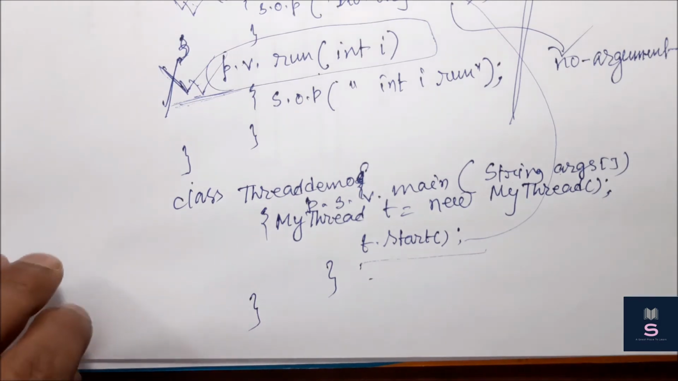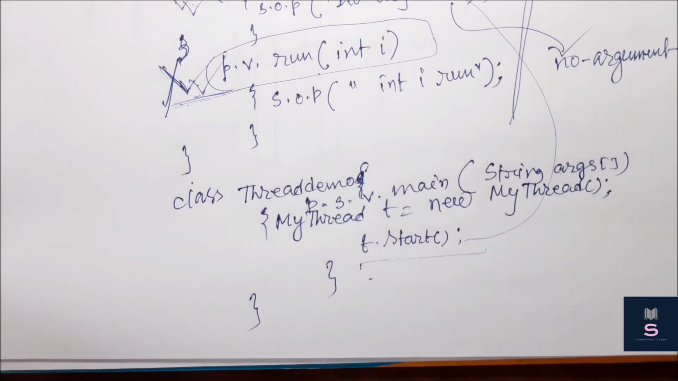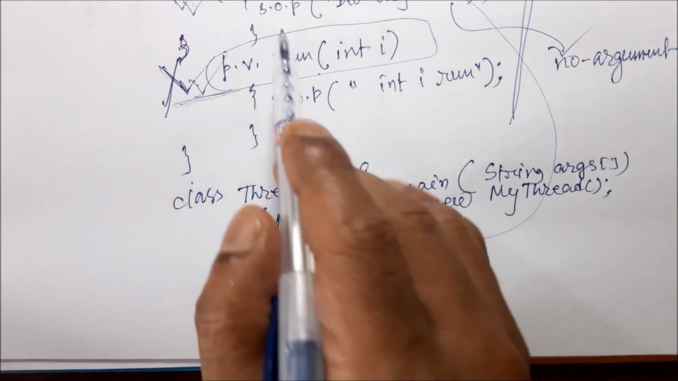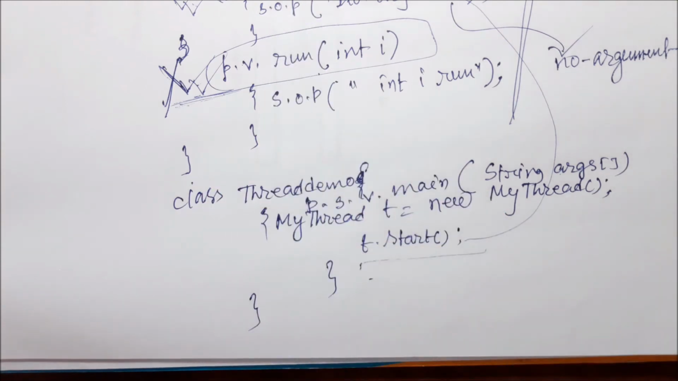And now, is it possible to override a method? Is it possible? So we are doing the same thing. We are writing something here. Is it possible to override the run method?